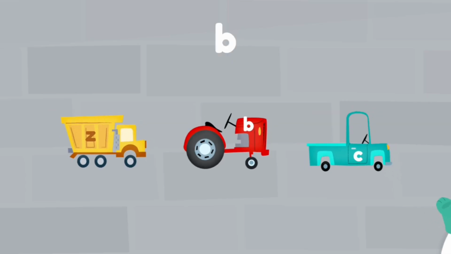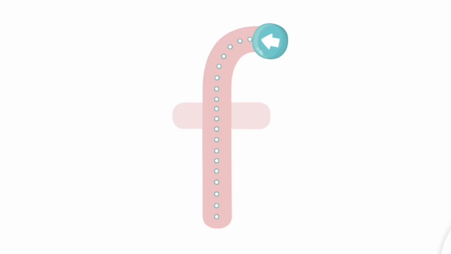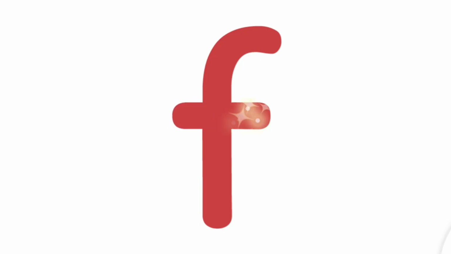This is the letter B. Which truck has the letter B? Tap it. B. Great! Trace the lowercase letter F. Great! You traced the letter F.